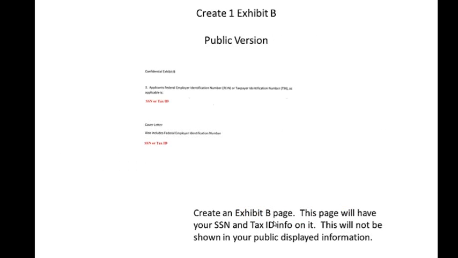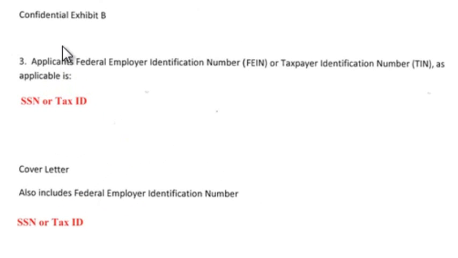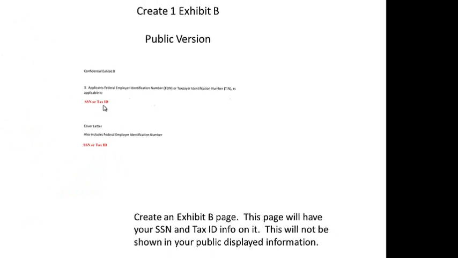The last piece of paper that you need to have is this Exhibit B. And Exhibit B is just a cover page that would say Confidential Exhibit B. Then on there you just put that it's Section 3 and the cover letter that would include the tax ID number or your social security number. Those would be listed there. So that's what you do there.